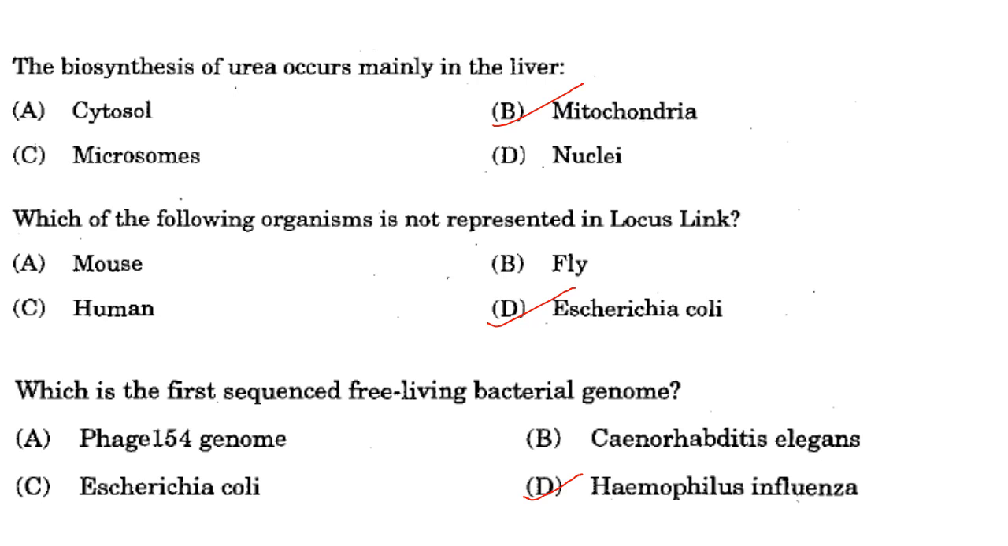Answer is option B. Which of the following organisms is not represented in LocusLink? So out of these, Escherichia coli is not represented in LocusLink. Which is the first sequenced free living bacterial genome? It is of Haemophilus influenzae.